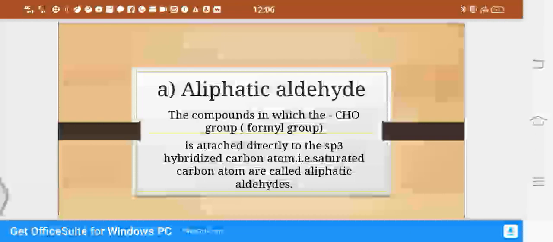In aliphatic aldehyde, the CHO group is directly attached to an sp3 hybridized carbon. An sp3 hybridized carbon is a saturated carbon atom. Saturated means only single bonds are attached between the carbon and other groups.